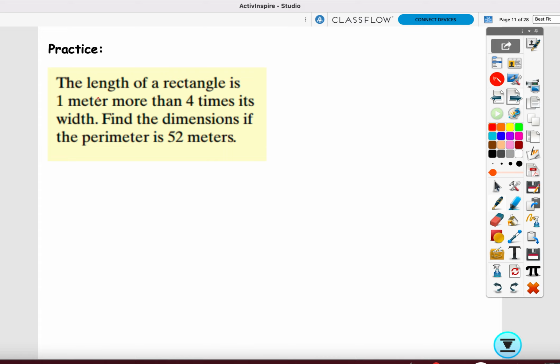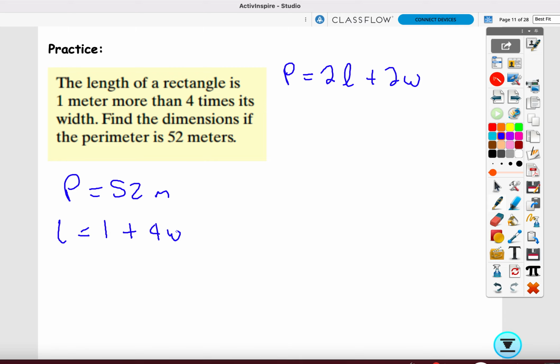So it says the length of a rectangle is 1 meter more than 4 times its width. Find the dimensions if the perimeter is 52. So we know P is equal to 2L plus 2W, but this problem tells us P is 52 meters. It tells us that the length is 1 more than 4W, or just 4W plus 1. So let's plug that in.